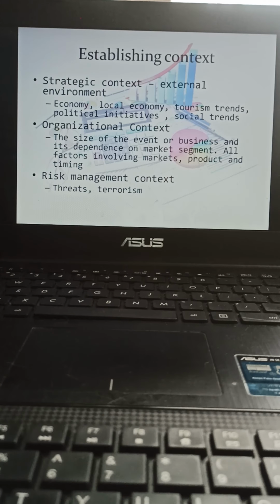Establishing the context means strategic context, external environment, having a look at everything that's going on around the world right now. So this is your major threat. Organizational context: the size of the event or the business, and it's dependent on the market segment. This one you don't really need to worry about. If the main worry is the coronavirus right now, and the organizational context is okay, then we can go and do it, and the size of the event has already been established. Risk management context: threats, terrorism.